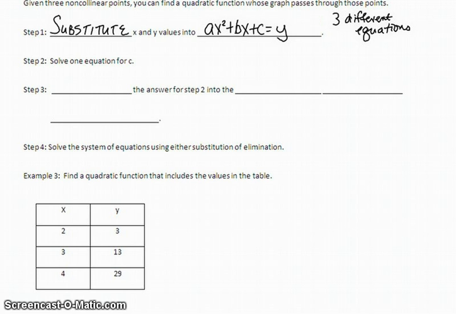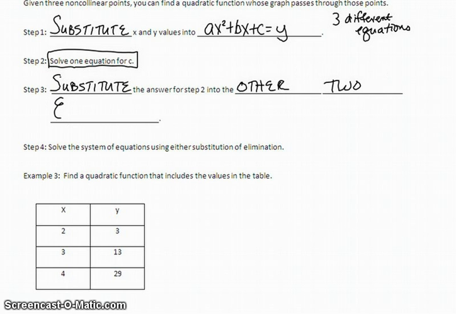Once we have those three equations, we're going to solve just one of them, and it doesn't matter which one, for c. Isolate c on one side, everything else on the other. Once we know that, we're going to substitute the answer we produced in step 2 into the other two equations.